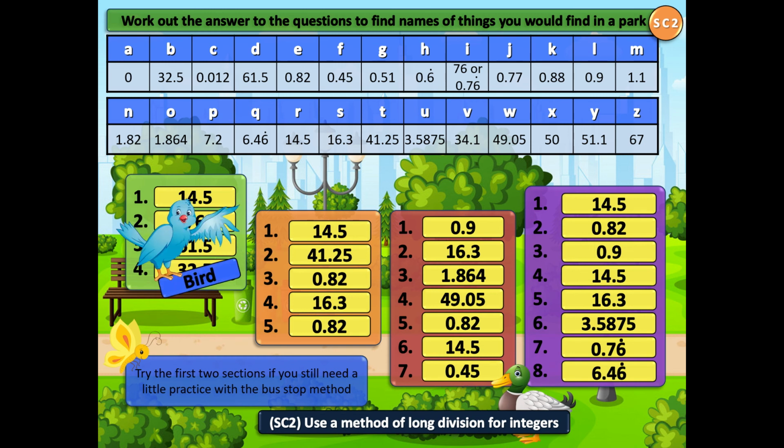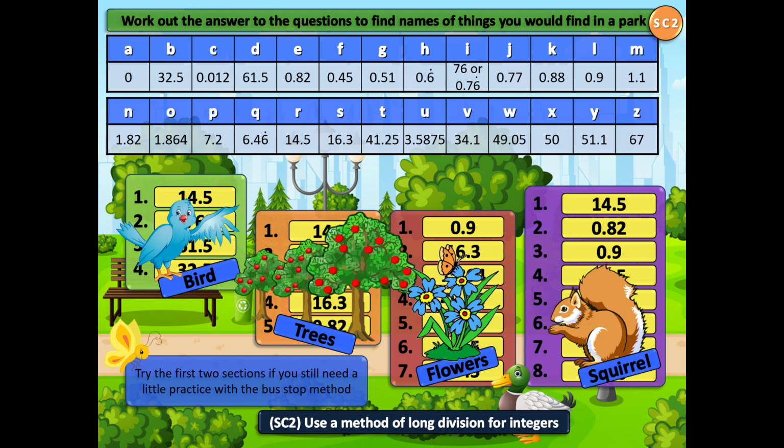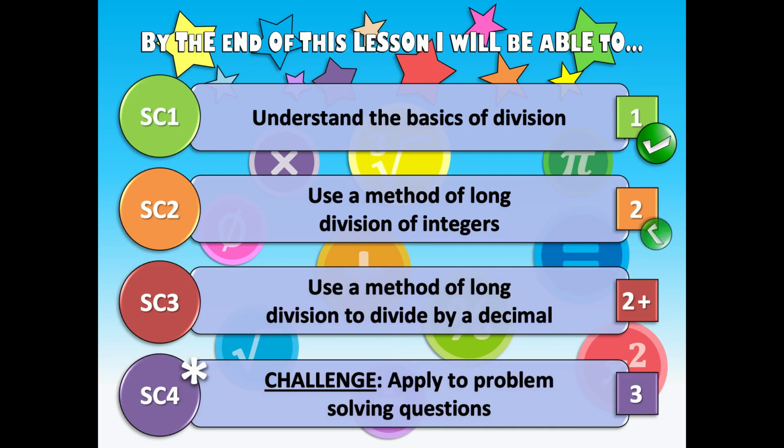The greens made bird. The ambers made trees. The reds made flowers. And the purples made squirrel. And now we've completed success criteria 2.